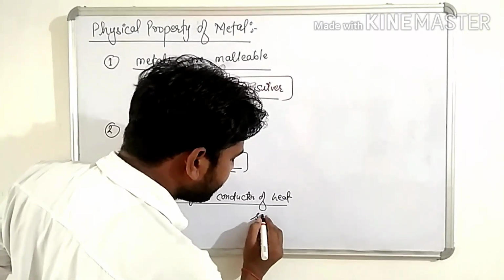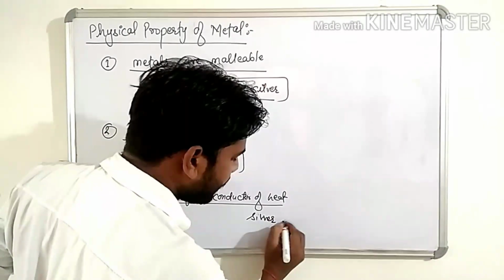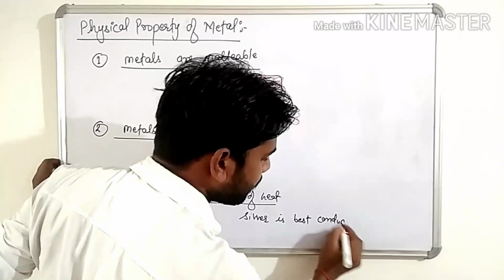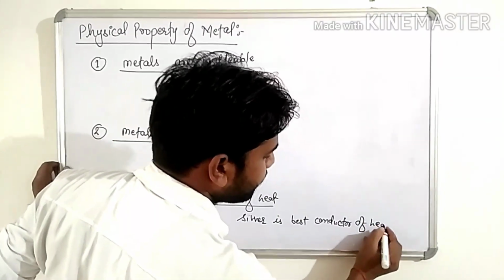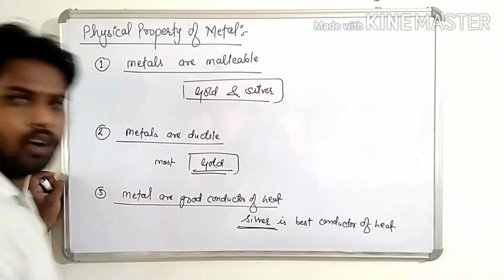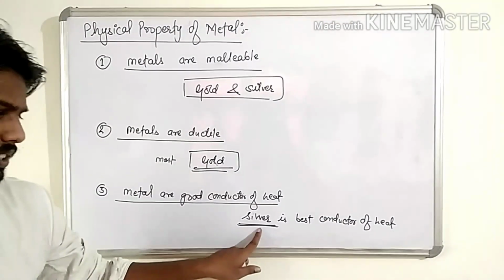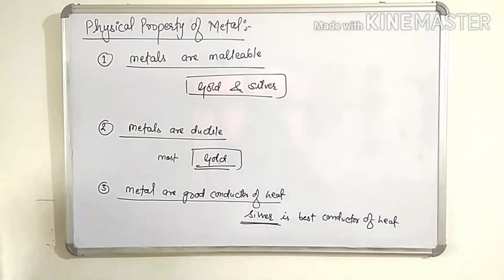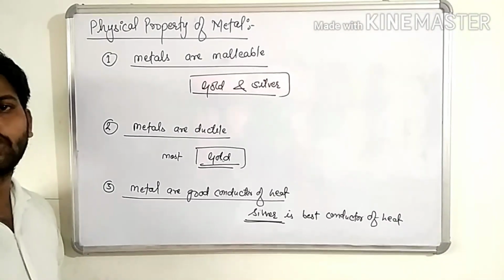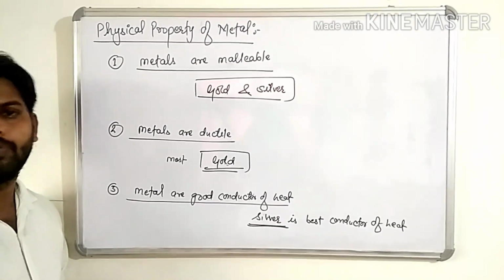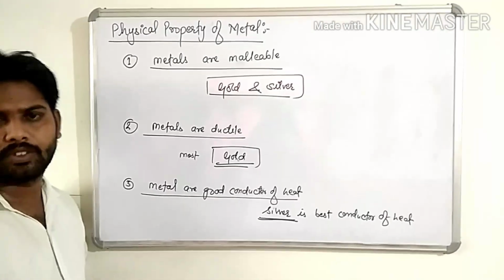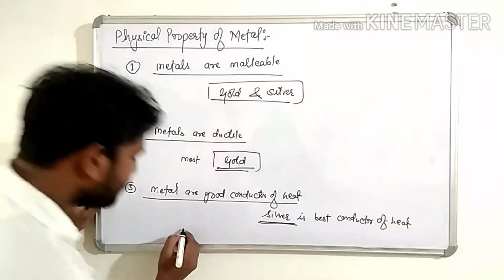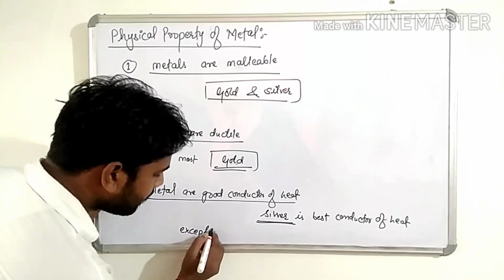Silver is the best conductor of heat. Among all the metals, silver is the best conductor of heat. But there is one exception, children. There is also one metal which cannot conduct heat well. The poorest conductor of heat among metals is the exception, you have to write in your copy, children.